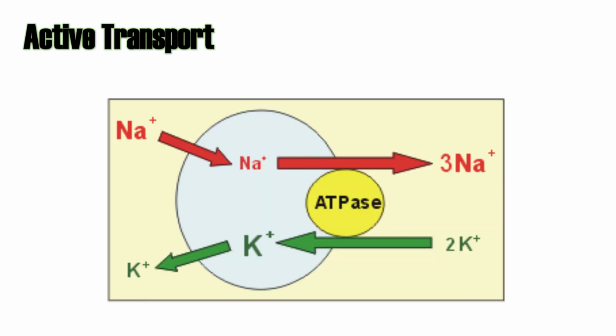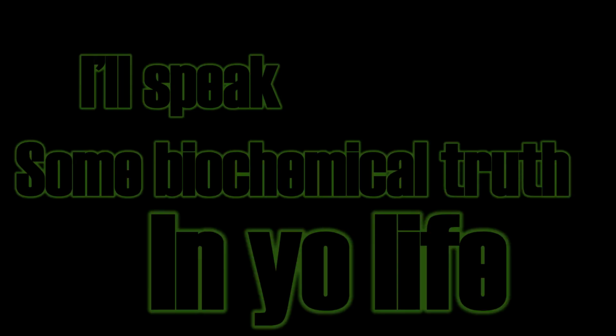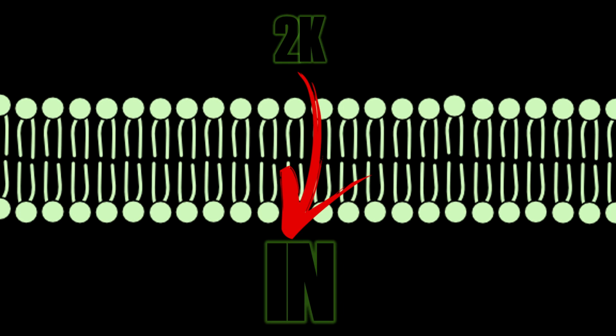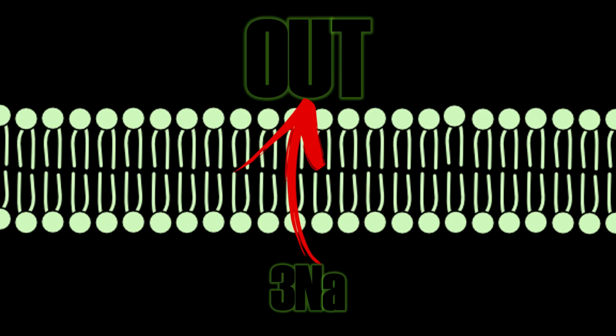Now, how many K? You got 2K, and you got 3 NA. Here's a fact that many of you might not know. I'll speak some biochemical truth in your life. Now on your way in, you got that sweet 2K. And on its way out, you got the tray NA. Now that's a fact you'll never forget. That's enough knowledge for today. Let's finish this rap. I shouldn't ever rap.